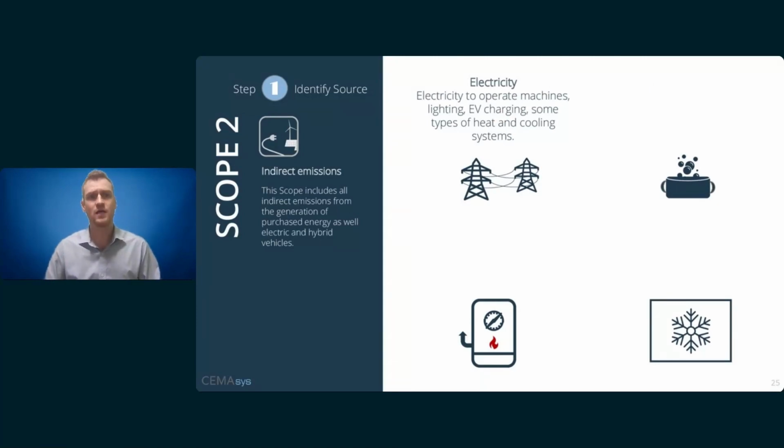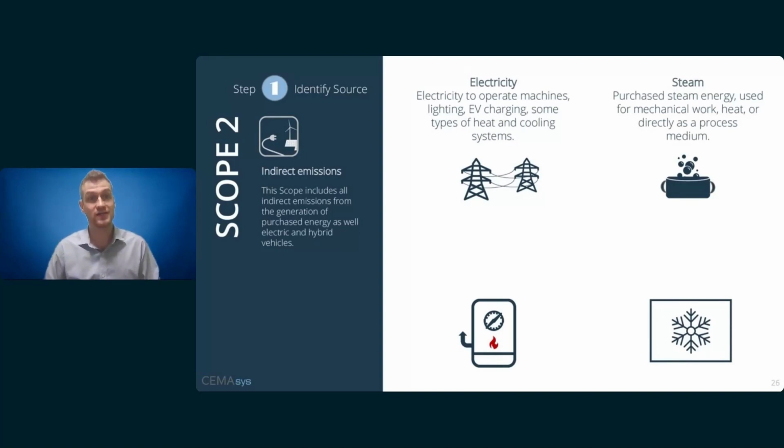I want to take a moment to address the fact that we have mentioned the generation of electricity twice now, once in scope 1 and now in scope 2. The difference between the two is that in scope 1, the electricity is being generated on site in the reporting company's operations, while here it is reported in scope 2 if you are purchasing energy from a secondary provider.